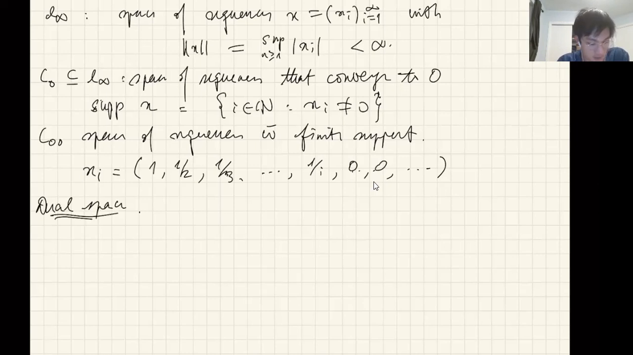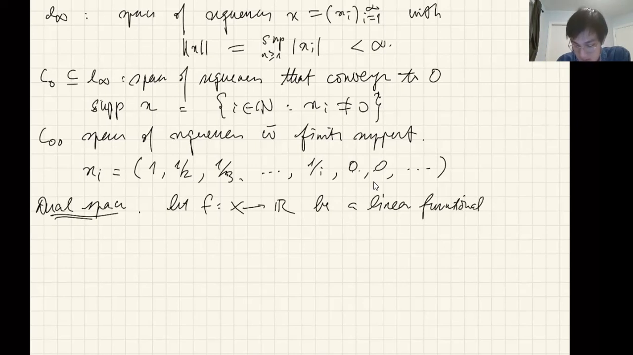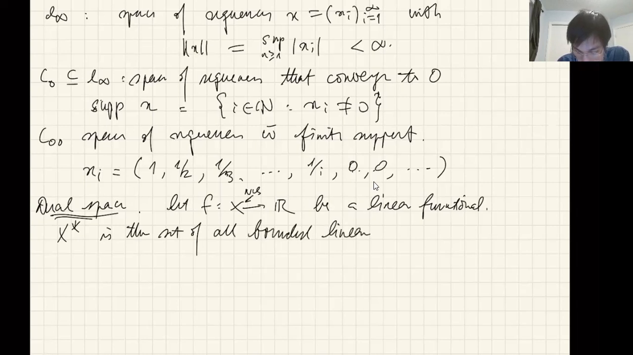So we're going to need a couple of definitions about the dual space. Let f from X to R be a linear functional, where X is a normed vector space. A linear functional is continuous if and only if it's bounded. That's just a fact. And so X star is the set of all bounded linear functionals on X.